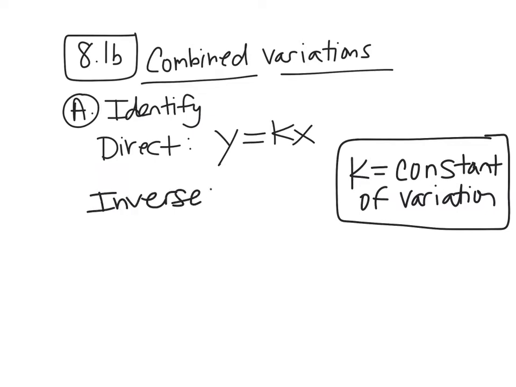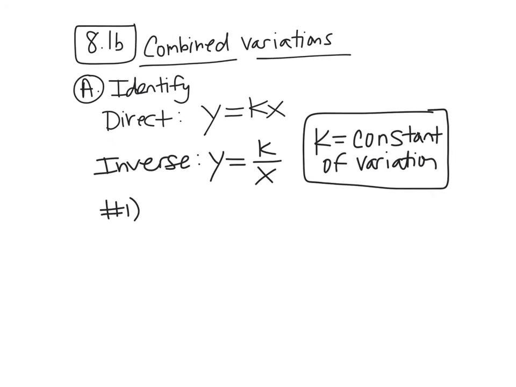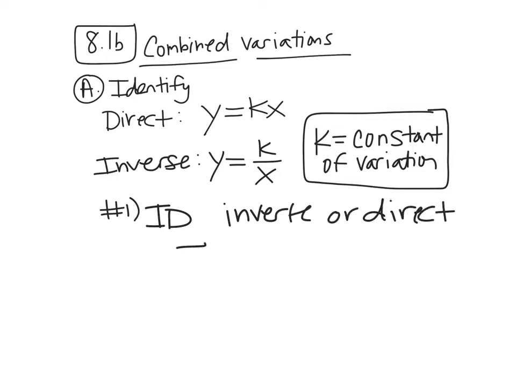Inverse variation looks like this. Y equals k divided by x. And k is the same thing, constant of variation. When you are directly related, you're related straight across to something. When you're inversely related, you divide. Okay? So what we're going to do is have a problem where all we have to do is identify whether it's inverse or direct. And if it's inverse or direct, then we are going to find out what k is, because k is going to be a number. It's going to be a constant.